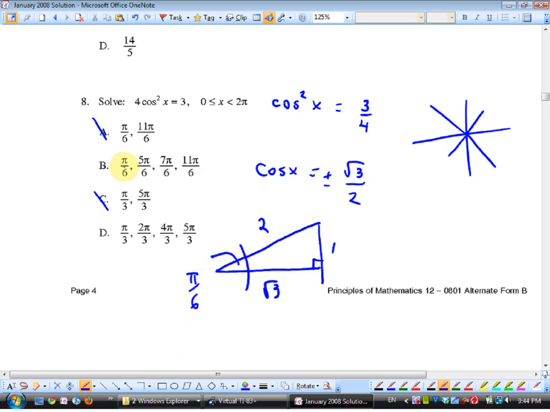That means pi by 6, 5 pi by 6, 7 pi by 6, 11 pi by 6 are my answers. None of those ones. I'm not even going to waste my time on the multiple choice finding all four answers. I know it's that one as soon as I found my reference angle. And yes, you're allowed to do that. They have no way of knowing on the multiple choice.